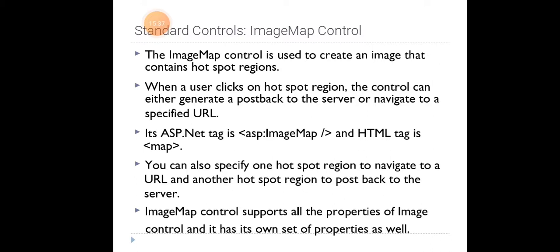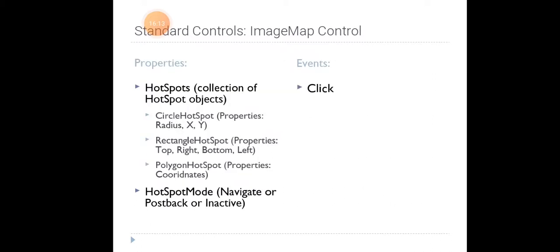If you are explaining the parts of the body, while you click the eye in the image, it will display the explanation of the eye or a video of the eye. Here the hotspot region is the eye. Its ASP.NET tag is asp:ImageMap and the HTML tag is map. We can also specify one hotspot region to navigate to a URL and another hotspot region to post back to the server. It supports all the properties of the image control and has its own set of properties.